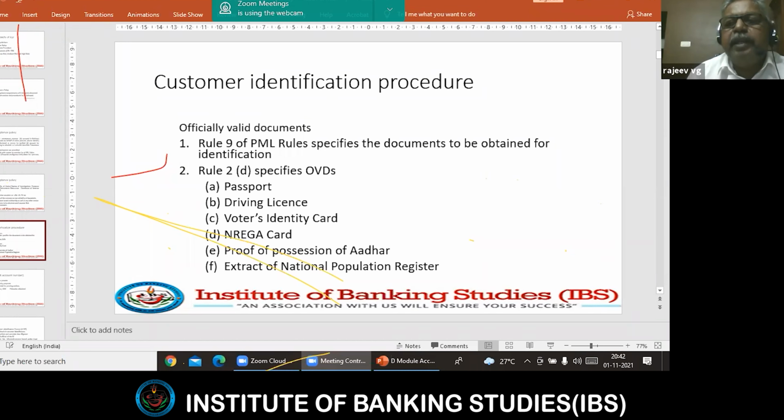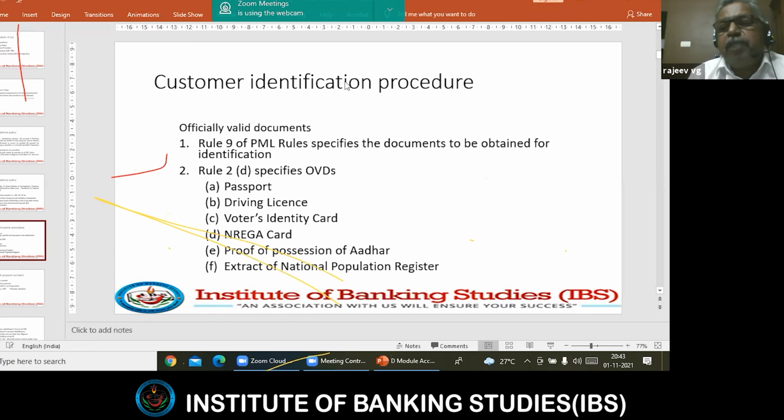Passport is an OVD. Driving license is an OVD. Voter's identity card is an OVD. NREGA card. What do you mean by NREGA? National Rural Employment Guarantee Act. A job card issued under the NREGA can be treated as an OVD.